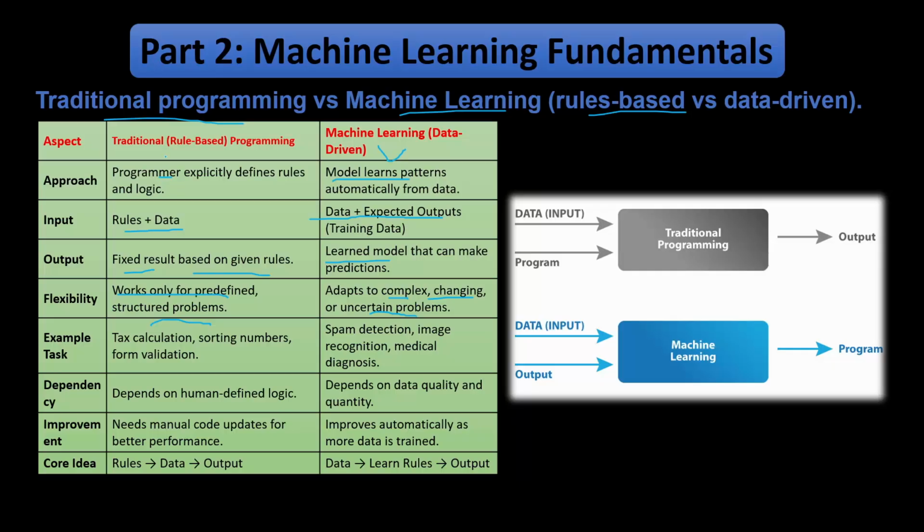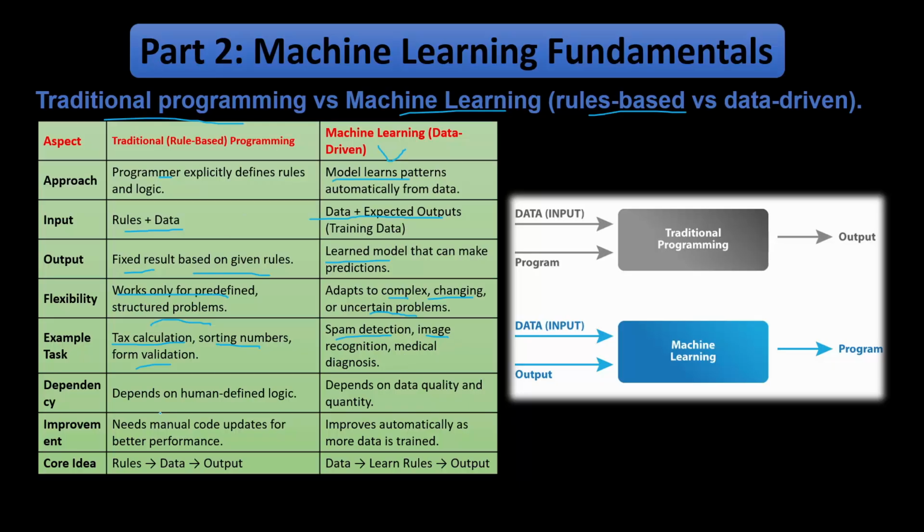Traditional programming examples could be tax calculation, sorting numbers, and form validation, which are very basic or predefined. But in ML, you can use data for any problem such as spam detection, image classification, object detection, action recognition within video, or any type of problem.